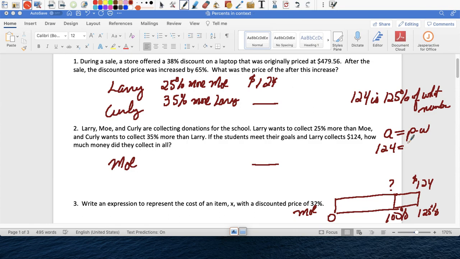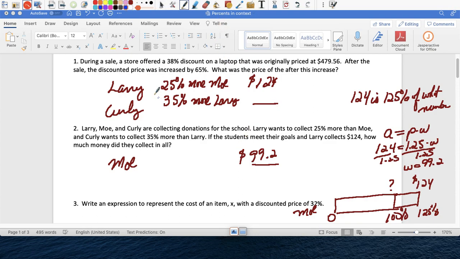The percent, I'm going to write it as 1.25, and the whole, which is what Mo had, is what we're trying to find out. Divide both sides by 1.25. 124 divided by 1.25 equals $99.20. So Mo had $99.20, which I should write over here.